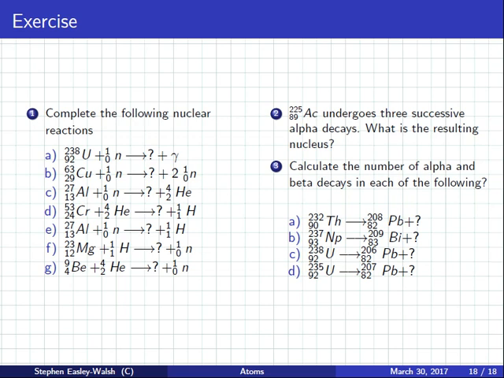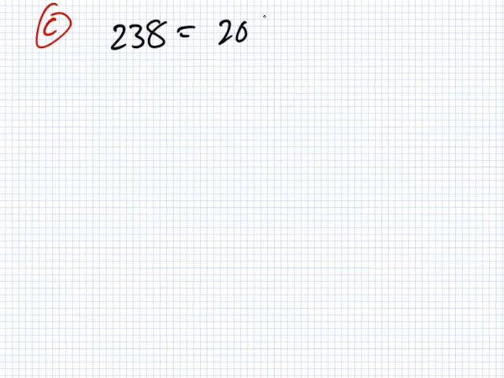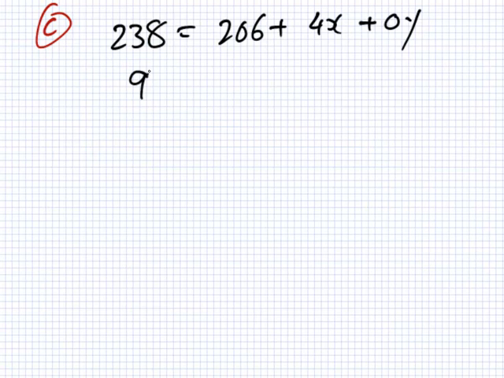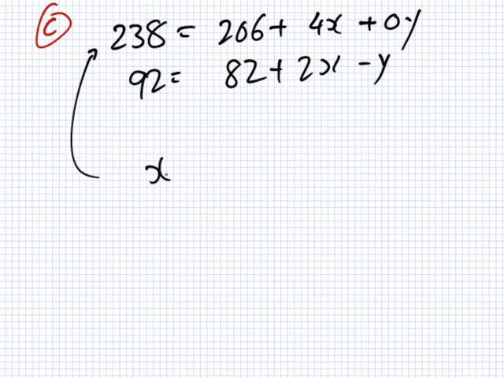Are you finished the C part? Let's have a look. So for part C, we can make the following equation: 238 equals 206 plus 4x plus 0y. And then we can say 92 equals 82 plus 2x minus y. So if I look here, that would be 8 for x, is it? Yes. And then 10, 6, 6 for y? Okay, one part left.